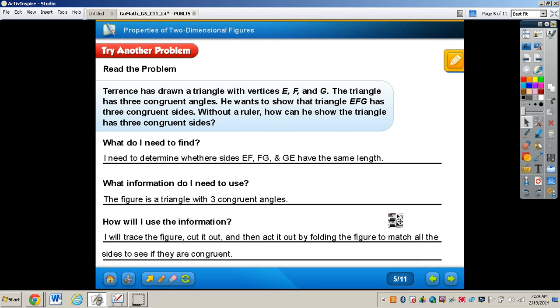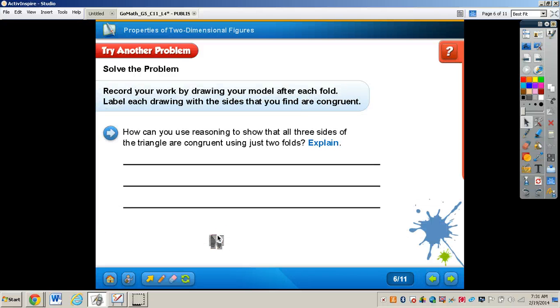Now you can see we're going to use the information just like we did with the previous problem. So I will trace the figure, cut it out, then act it out, by folding the figure to match all the sides to see if they are congruent. Now what I want you to do is trace this model on a separate sheet of paper, cut it out, and act it out. Now I do want you to draw each step or each fold that you do within your book, right in that section where it says solve the problem.